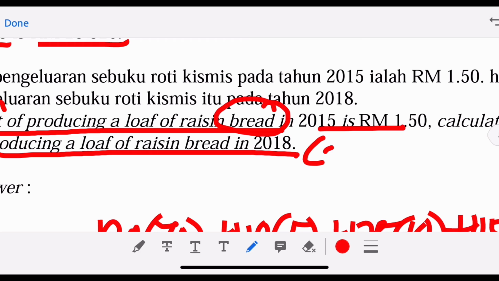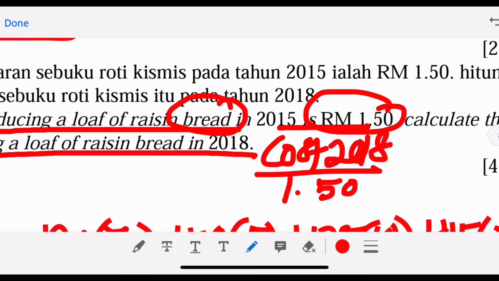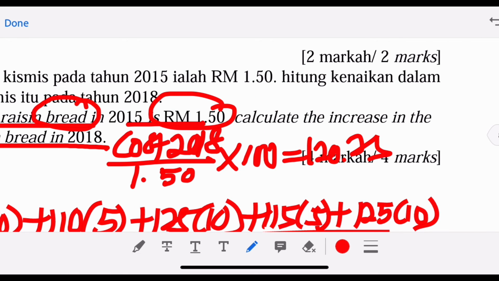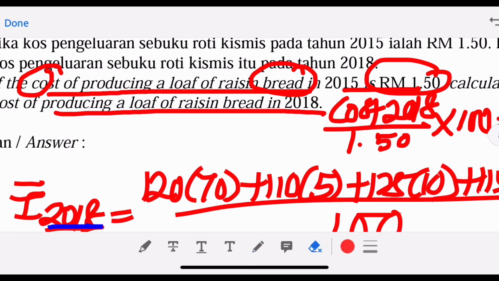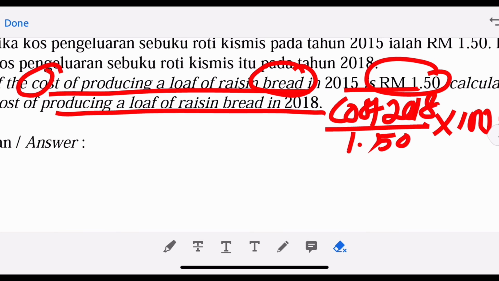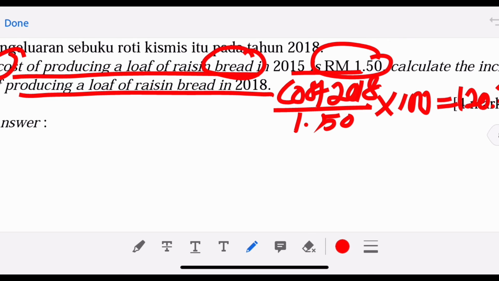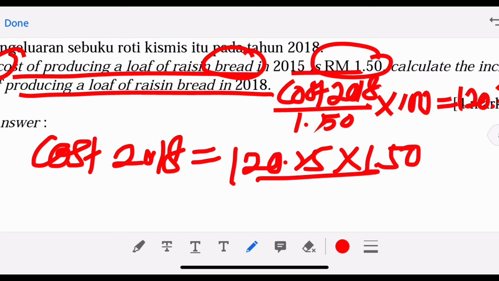So the cost for the year 2018 over the cost for 2015 is RM1.50 times 100, which should be equal to, just now we found, 120.25. So let's calculate the cost for the bread. When we see the cost, we will always use the composite index. So the cost for the year 2018 is 120.25 times RM1.50 over 100.